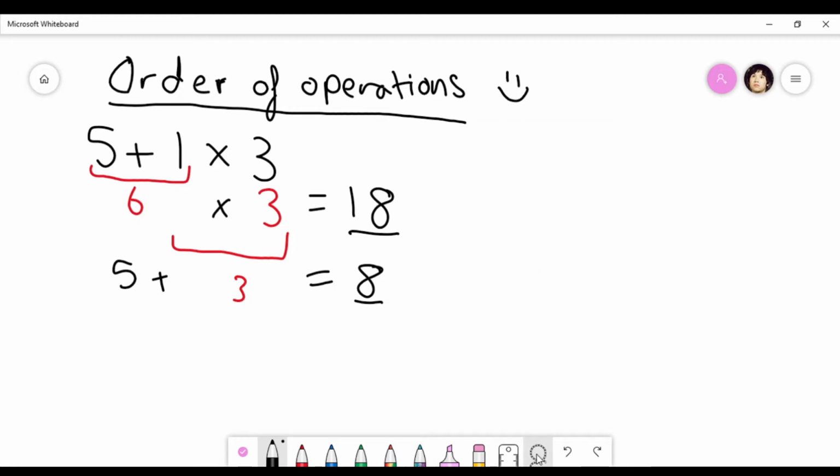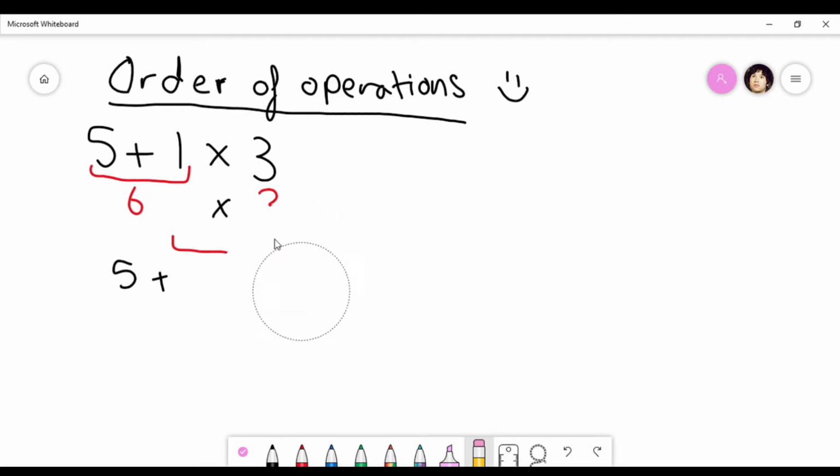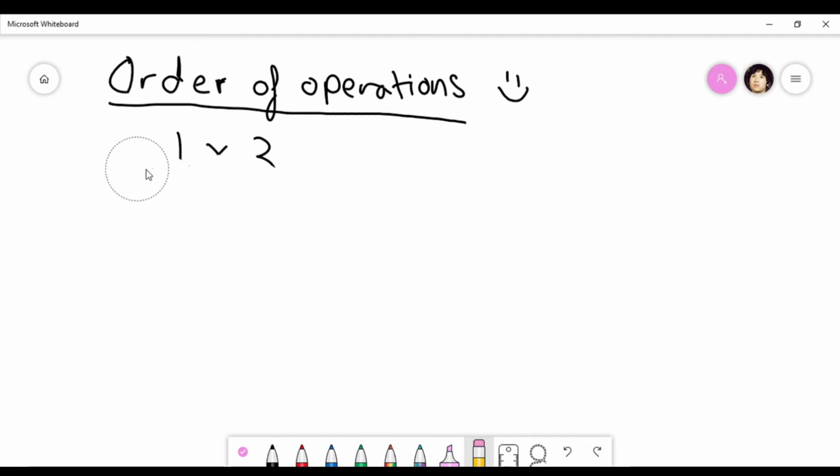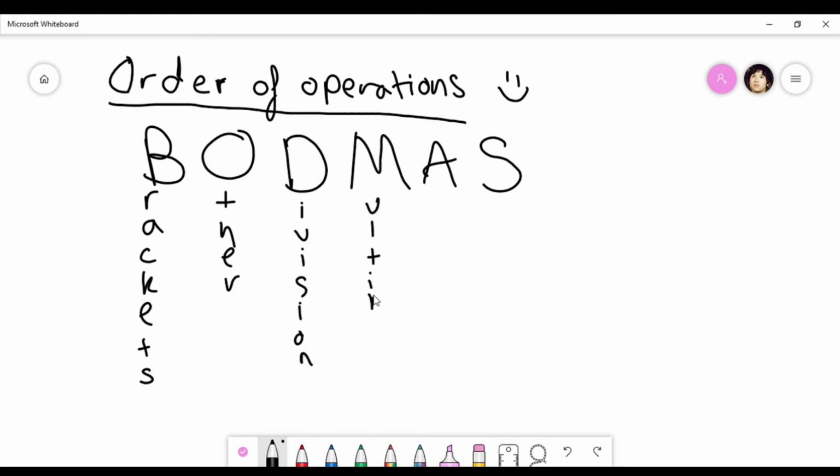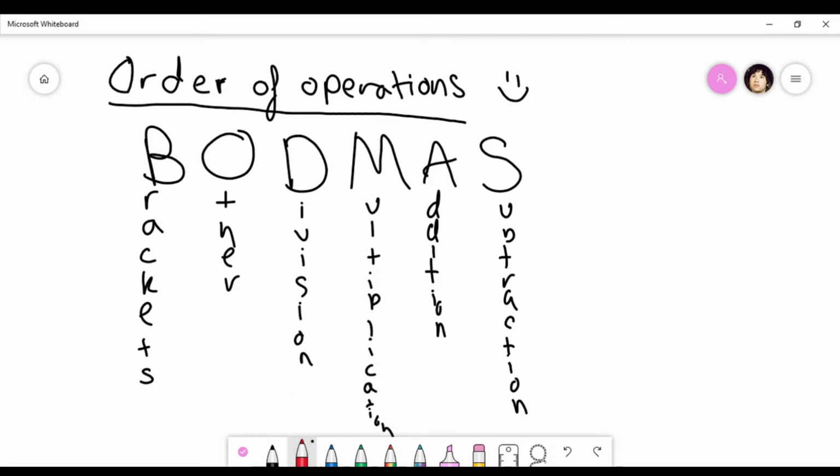the order in which you should do operations has a nice little acronym, which is BODMAS, and that stands for brackets, other operations, division, multiplication, addition, and subtraction. So now I'm going to go over what each of those means.